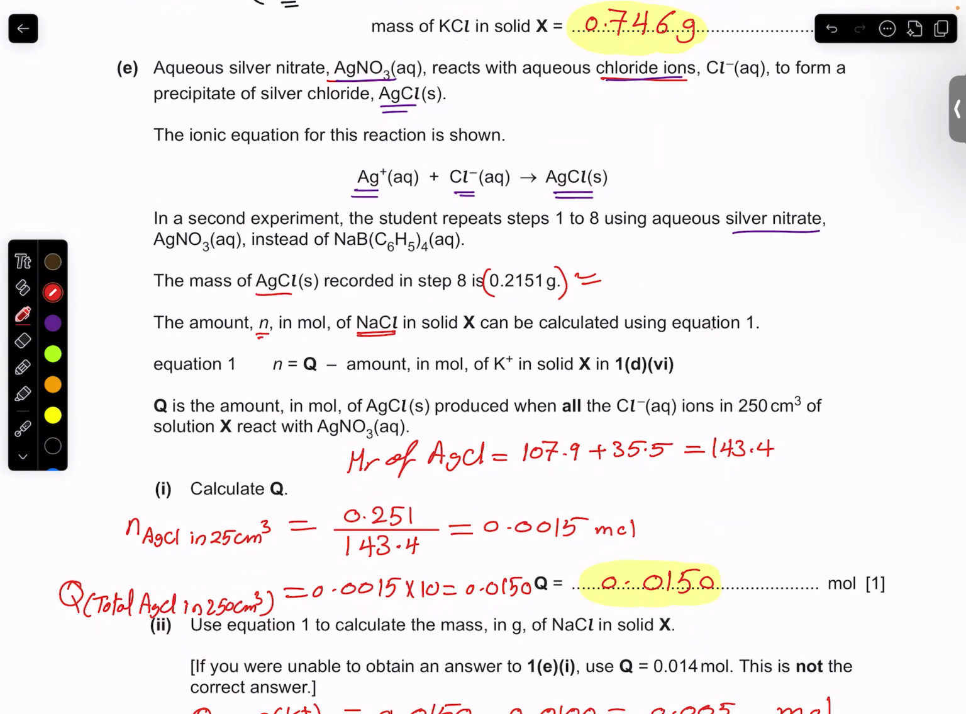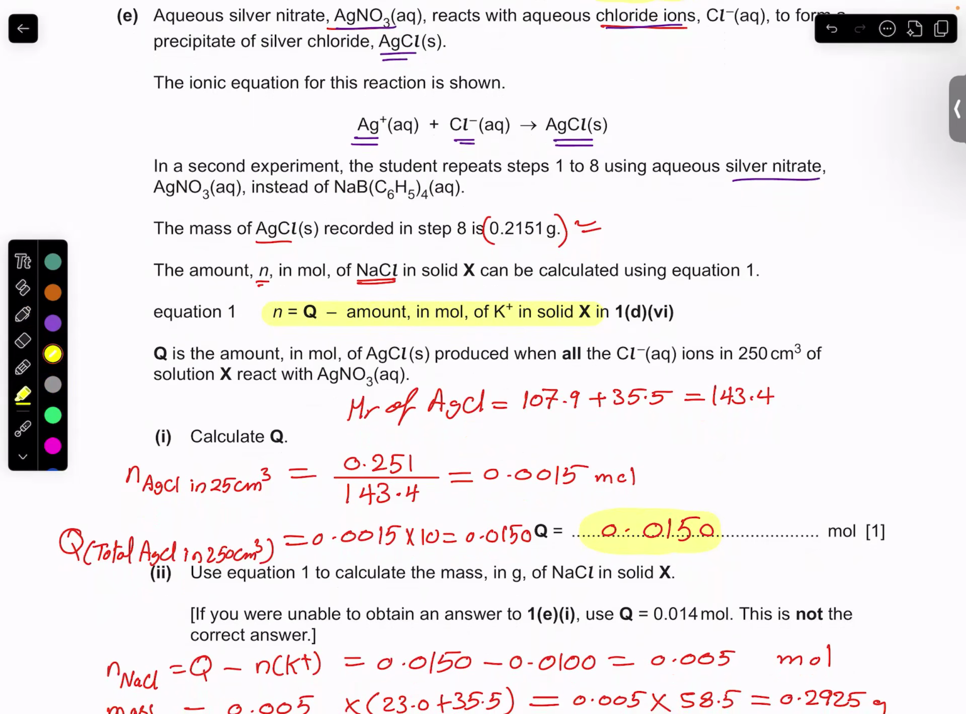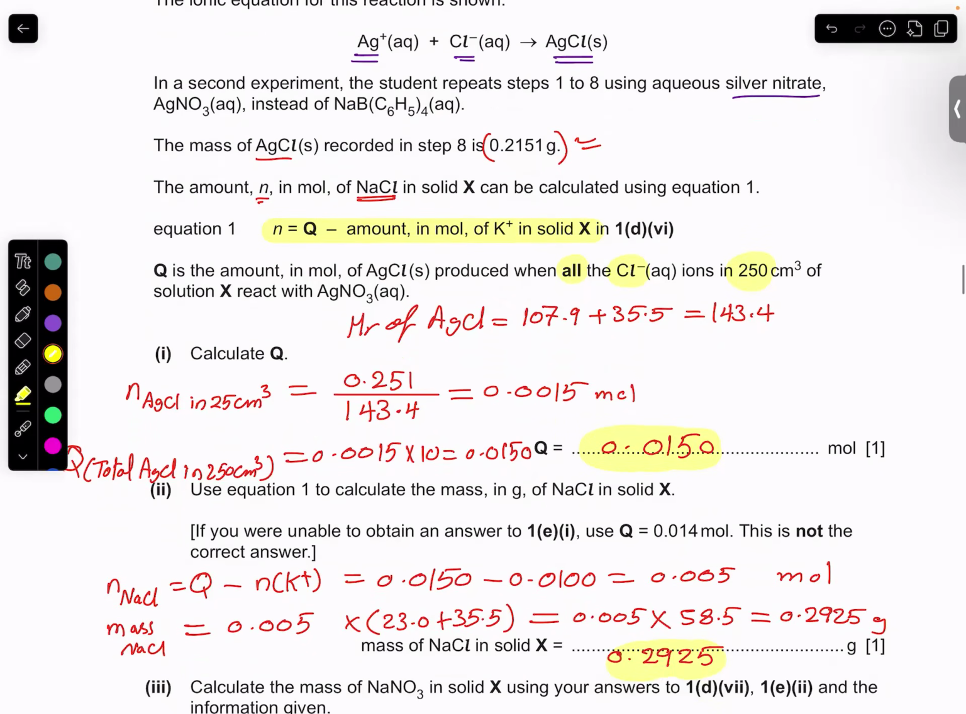You can calculate it using this equation: the number of moles of potassium chloride equals Q minus the amount in moles of K in solid X. We have the amount in moles of K, so we need to calculate Q. Q is the amount in moles of AgCl produced when all Cl- ions in 250 cm³ react with AgNO3. We will do the same as we did for potassium.